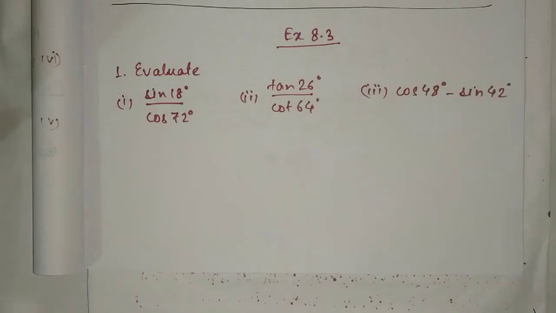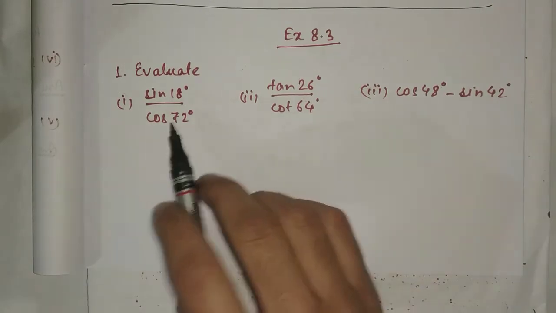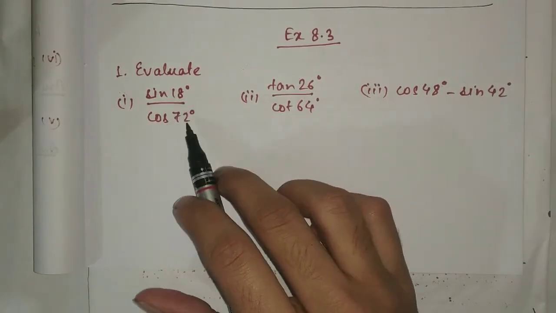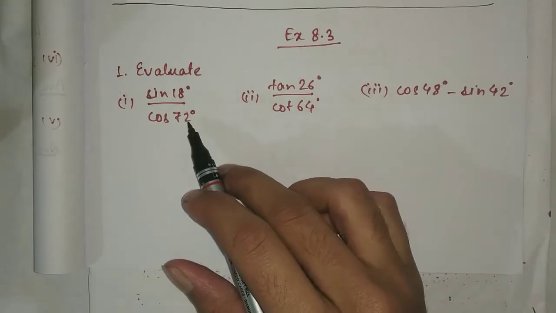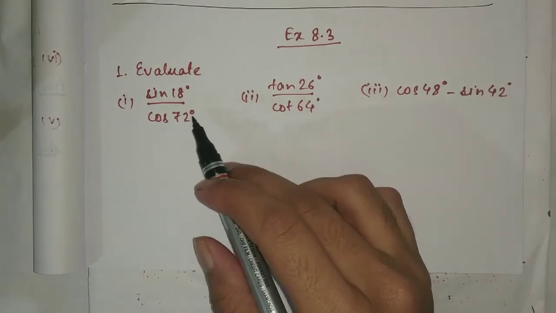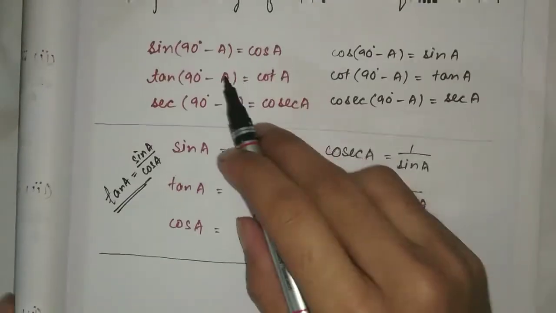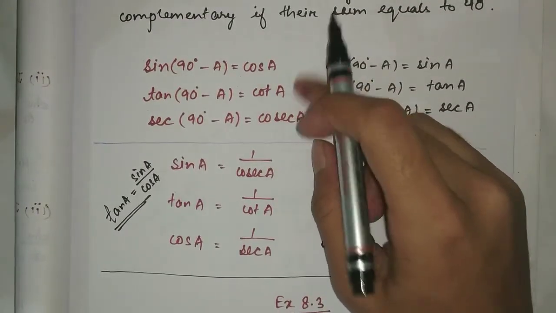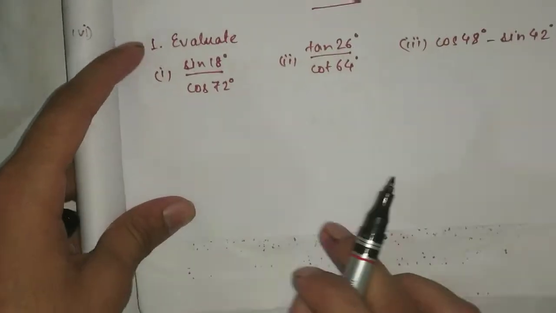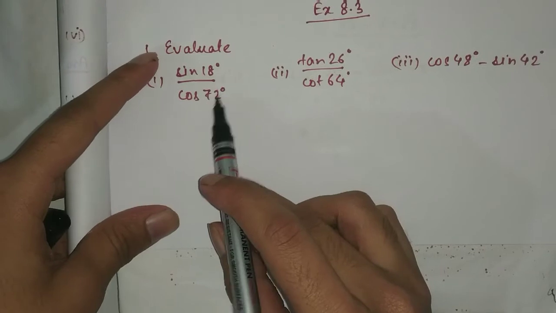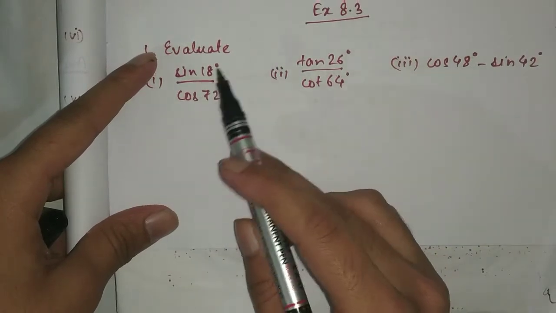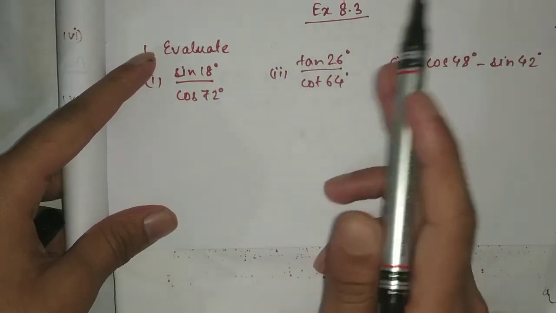And now we move to the exercise part. So the first problem is to evaluate these 3 simple problems. The first one is sine 18 degrees divided by cos of 72 degrees. We can't add, subtract, divide or multiply directly. We have to use these simple identities in order to solve this. Either we have to make both the numerator and denominator in terms of cos, or both in terms of sine.